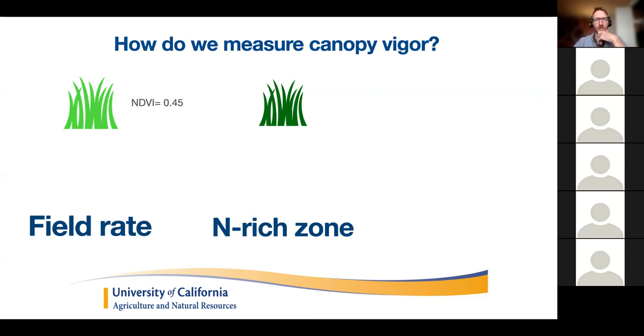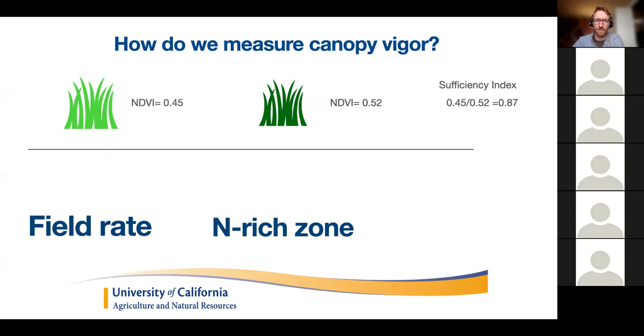We go out there and scan it. We get our NDVI rating of 0.45. And the place that we've dumped a bunch of extra nitrogen into, say about 60 pounds extra, typically we get a 0.52. Then we need to get what's called the Sufficiency Index. We're comparing the two of them, essentially just dividing your field rate by the idealized high nitrogen zone. And in this case, you'd have a 0.87, say.